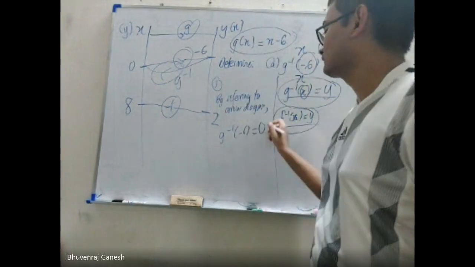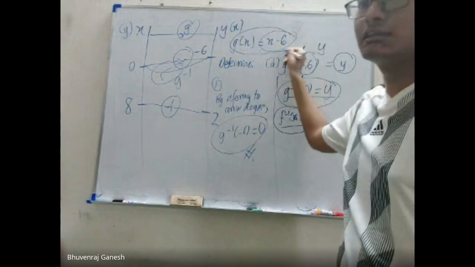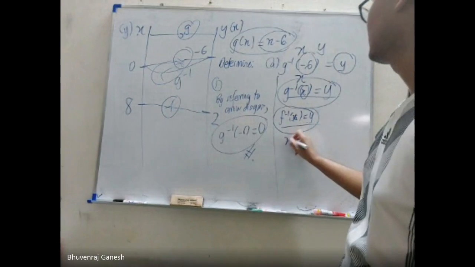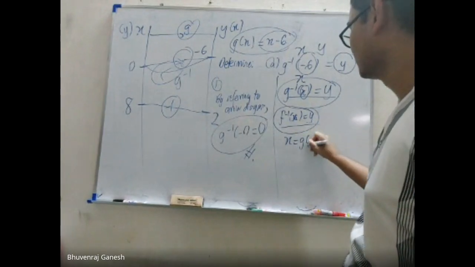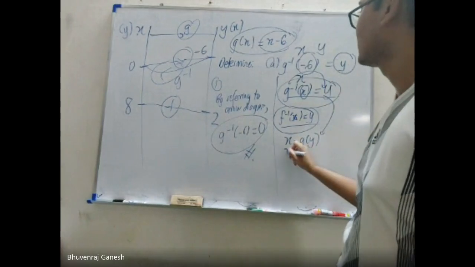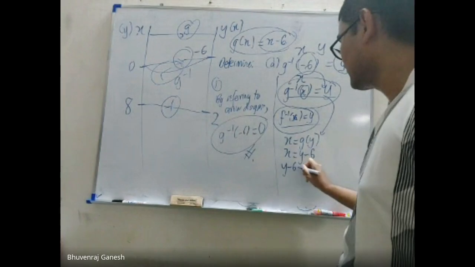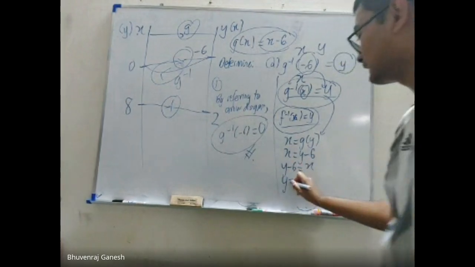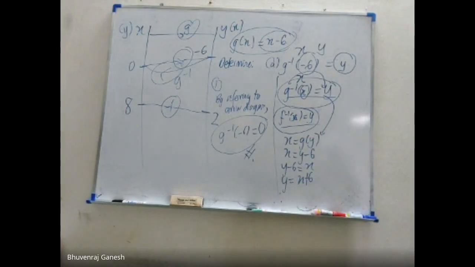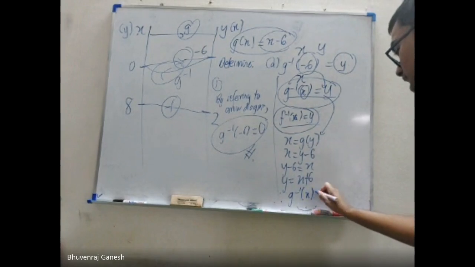So I can directly conclude from here, or I can find the inverse function of this and then substitute the x value. You can try out: x will come from g(y), because I shift the g to the other side to be positive. So x will be y minus 6. y minus 6 is x. y is x plus 6. So I can conclude that g inverse x is x plus 6.